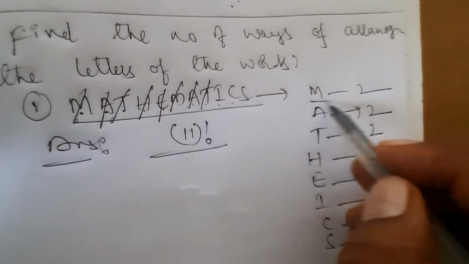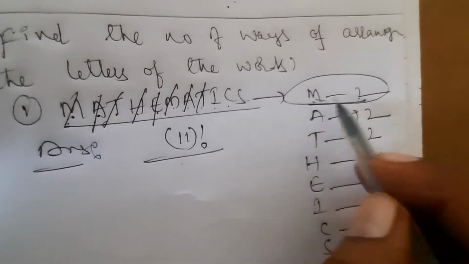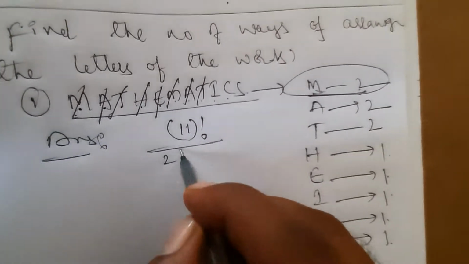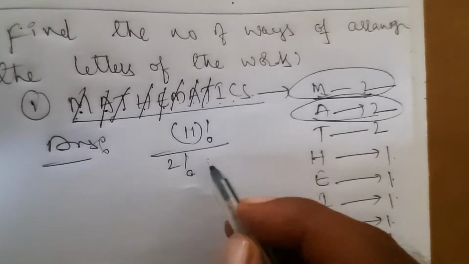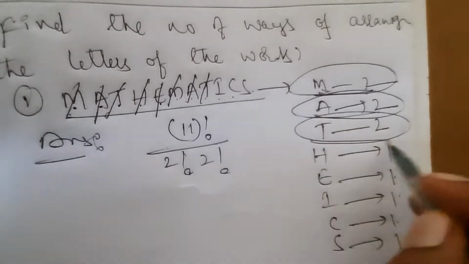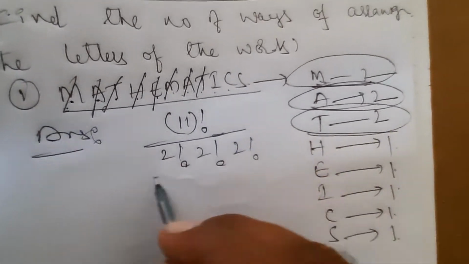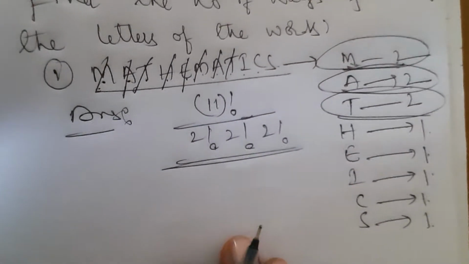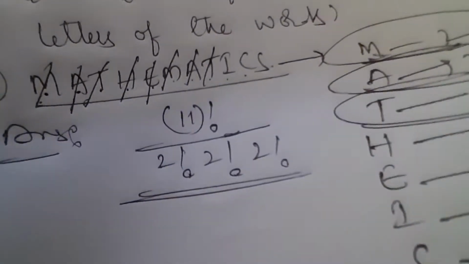11 factorial divided by the similarities. How many similar things are there? 2 M's are there, so 2 factorial. 2 A's are there, so 2 factorial. 2 T's are there, so 2 factorial. That's it. This is the total number of arrangements of the word MATHEMATICS.